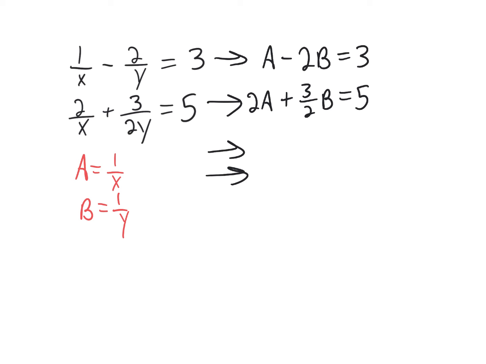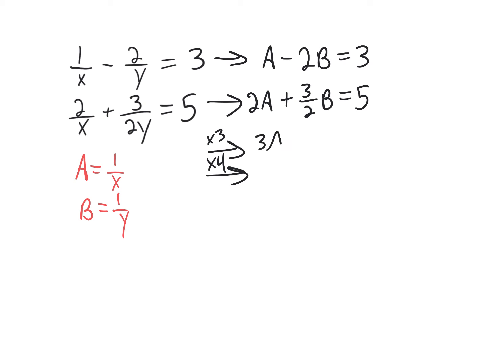From here, I want to get a common coefficient so that I can either add or subtract. You can do it in 2 steps or 1. I'm going to do it in 1 step. I'm going to multiply the top by 3 and the bottom by 4. This will give me a 6b in the middle so that I can add the equations.